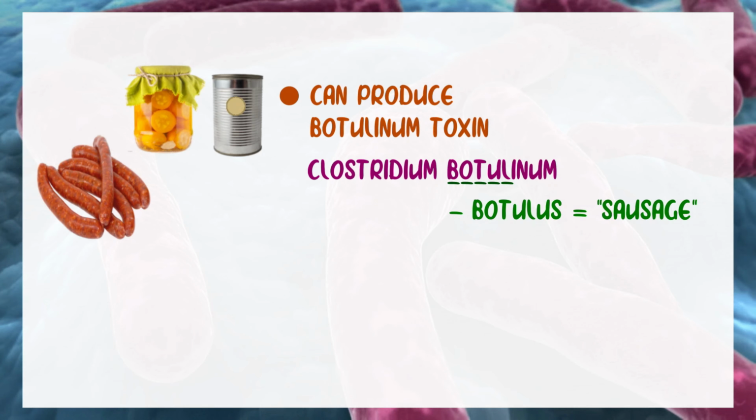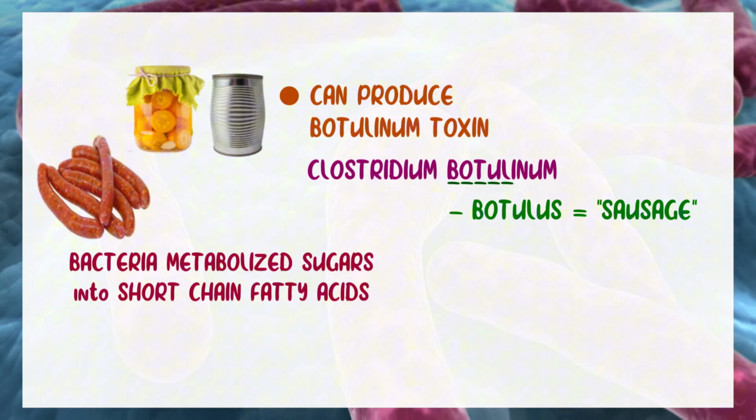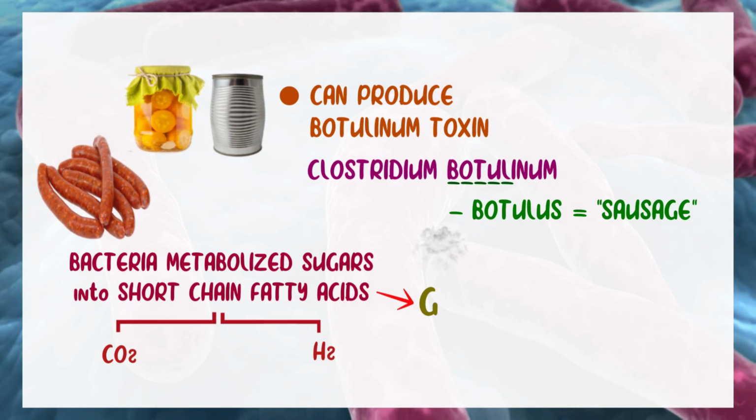When the bacteria infect a can, it causes the can to bulge with gas as the bacteria metabolize sugars into short-chain fatty acids. These short-chain fatty acids, primarily made up of carbon dioxide and hydrogen, produce a gas that has an especially foul odor.